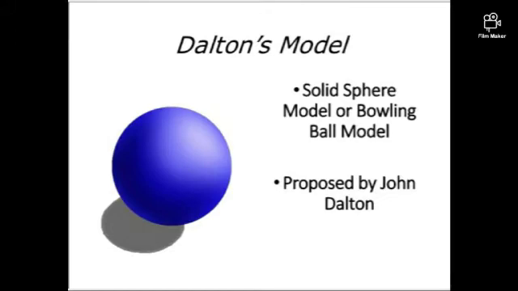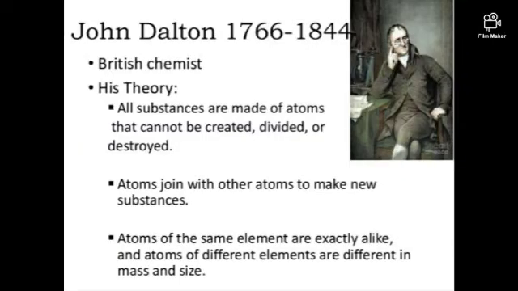It is a solid sphere model, and also called the Bowling ball model. It was proposed by John Dalton. He was a British chemist, and his theory was that all the substances are made up of atoms, and the atoms cannot be created, divided, or destroyed. So atoms can neither be created nor be destroyed. The atoms join with other atoms to make new substances, and the atoms of the same element are exactly alike, and the atoms of different elements are different in mass and size.